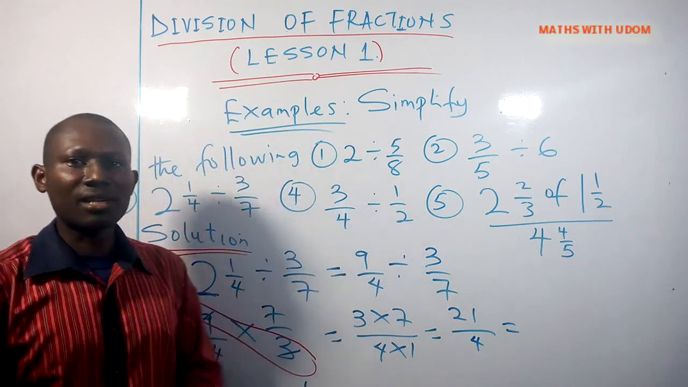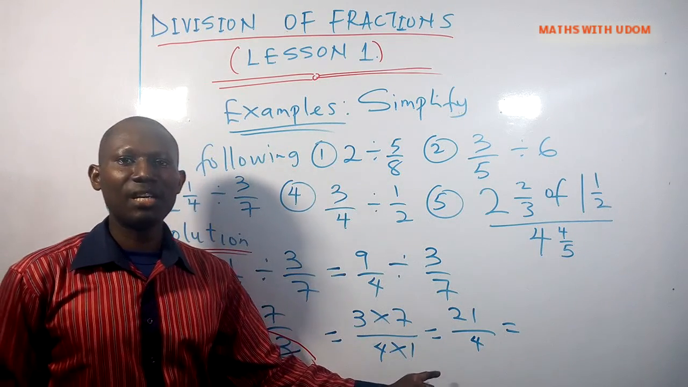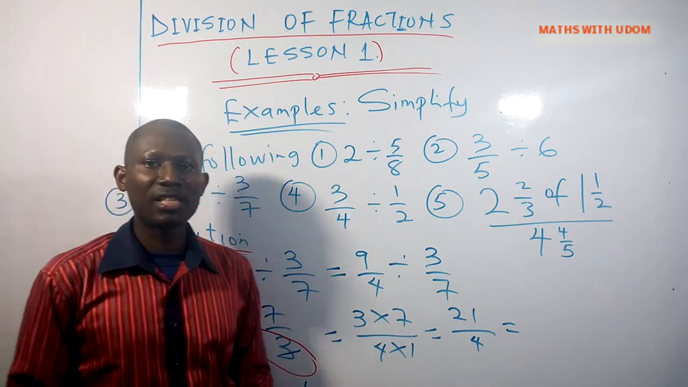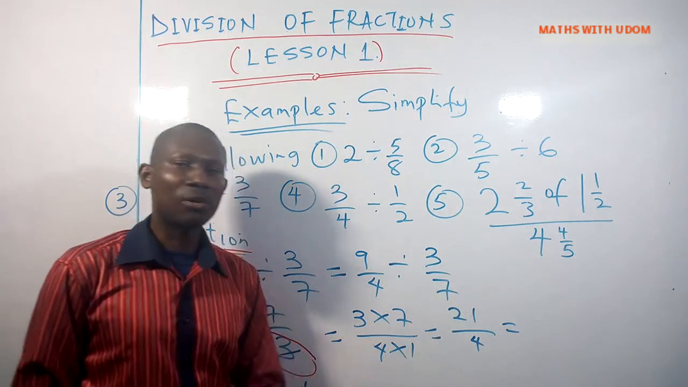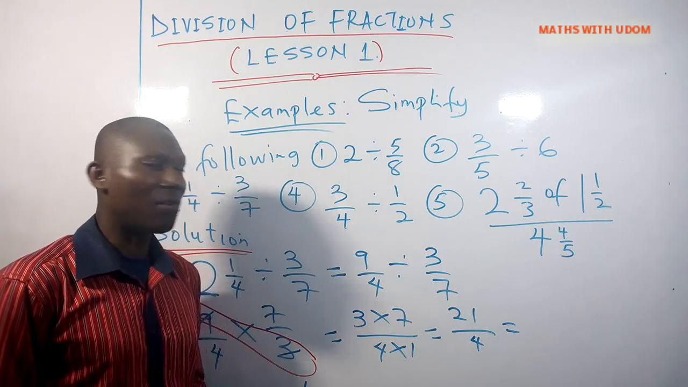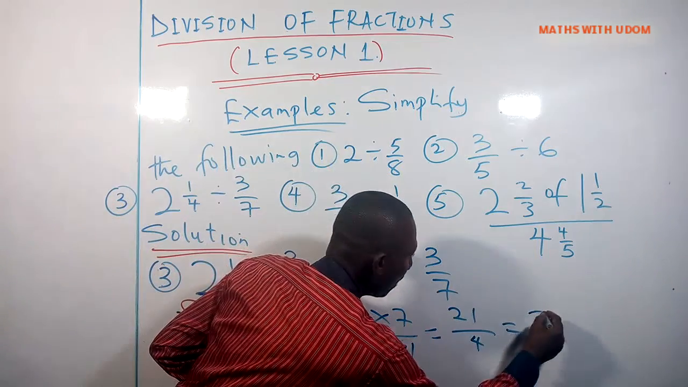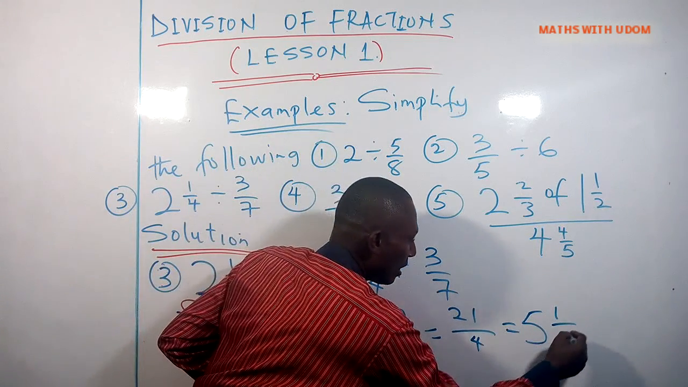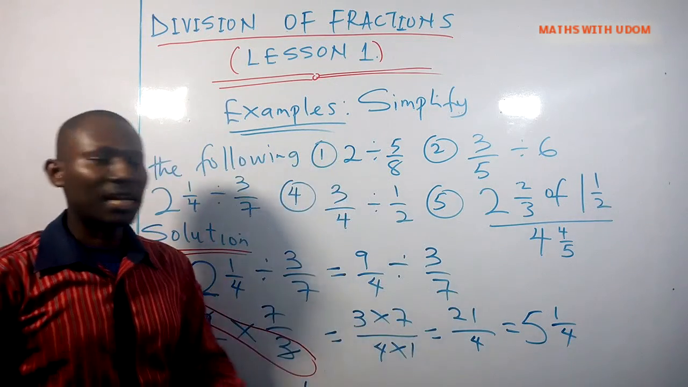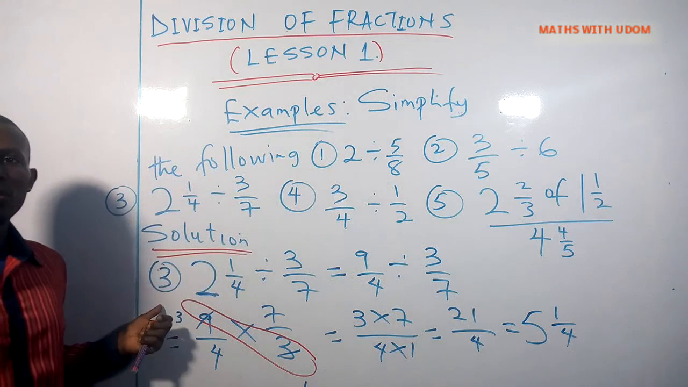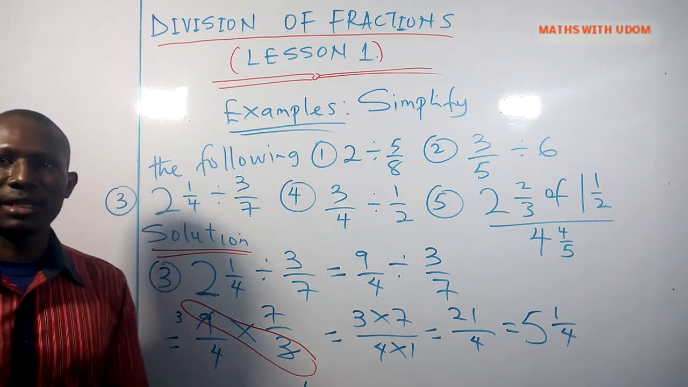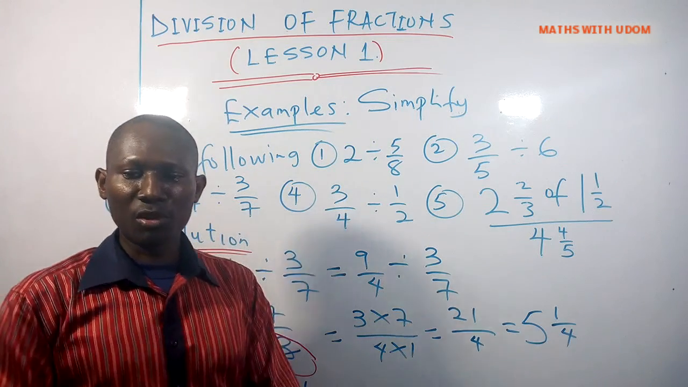We can't leave our answer this way because it's an improper fraction. So we convert it into a mixed fraction. How many 4 can go in 21? 5. So we have 5 whole number. It will remain 1 divided by our denominator. And that is our answer for number 3. Is that okay? Now let's move to number 4 quickly.